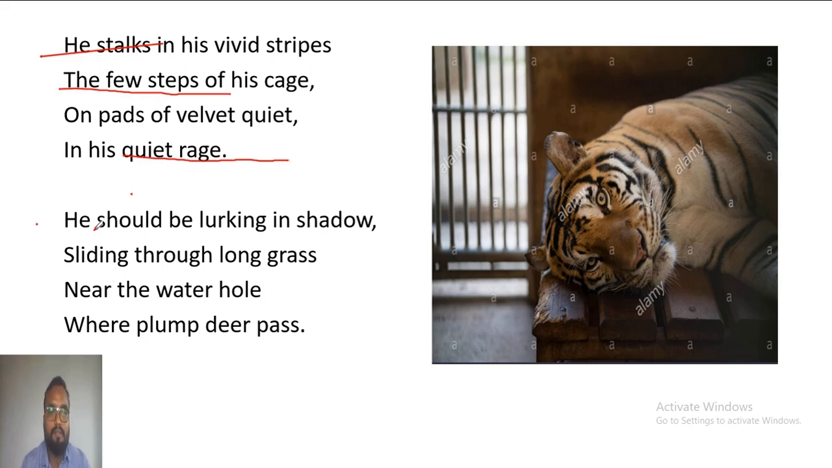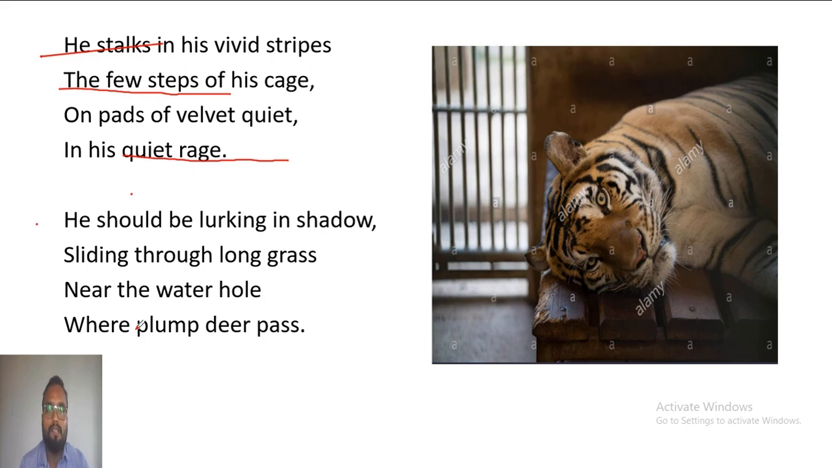The second paragraph says, he should be lurking in shadow, sliding through long grass near the water hole where plump deer pass. What does it say? The tiger, instead of being in the zoo, was supposed to be in the jungle among the long grasses, where it should be hiding and waiting for any prey to come to attack, which is a natural act for a tiger. Hunting, killing animals for their food, is natural to them.